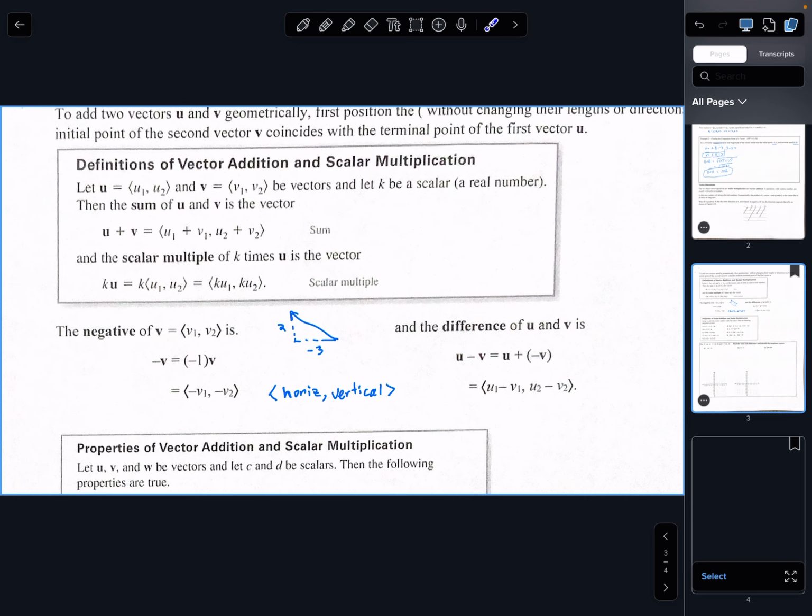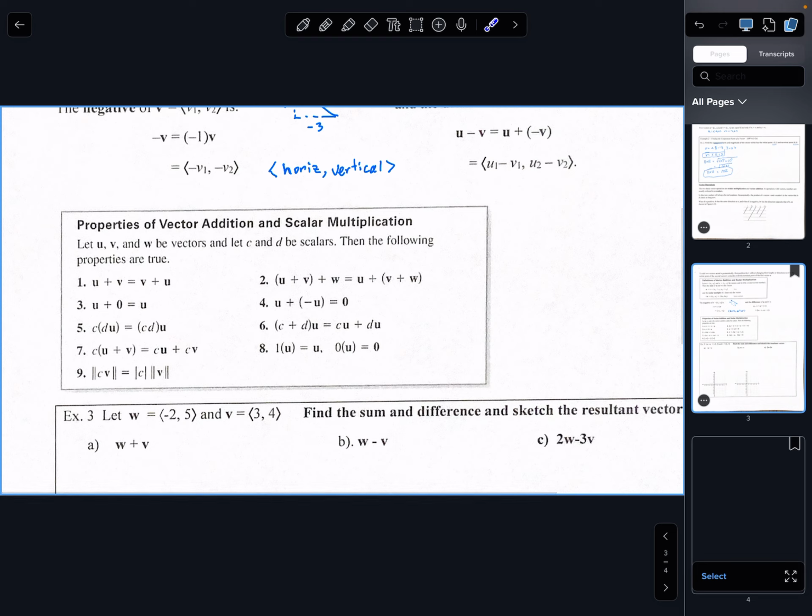All right, and there's quite a few properties. I'm not going to go through them too much. It's just this says you can add them in either order. They're the same.